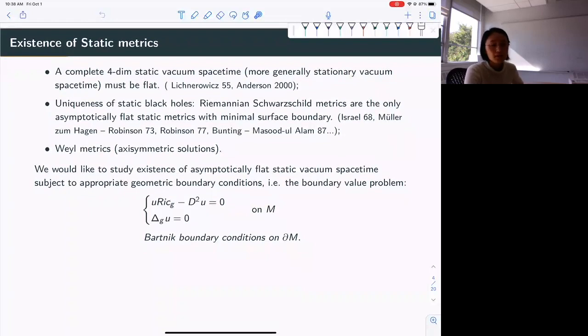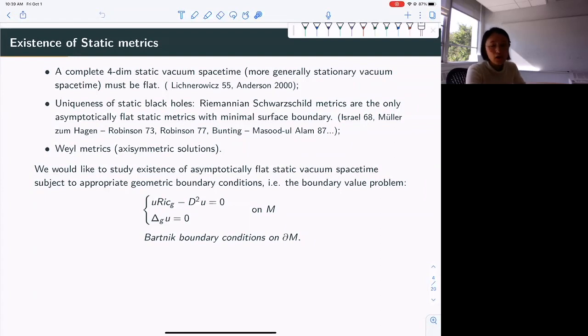And in the non-complete case, we have the very well-known uniqueness of static black holes theorem, which tells us that Riemannian Schwarzschild metrics are the only asymptotically flat static metrics whose boundary is a minimal surface. Besides those, we also have a large class of axisymmetric solutions, which are called the Weyl metrics. And those metrics have various boundary geometry and different asymptotic behavior.